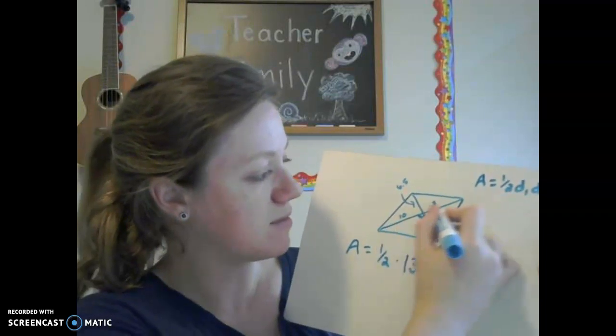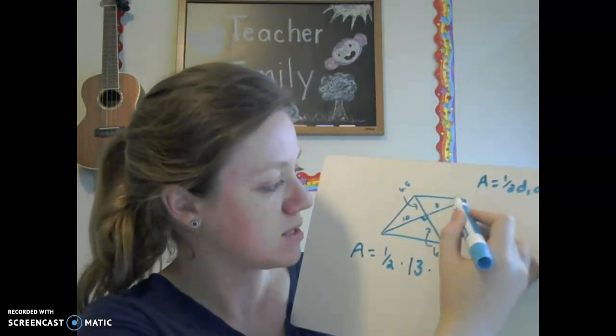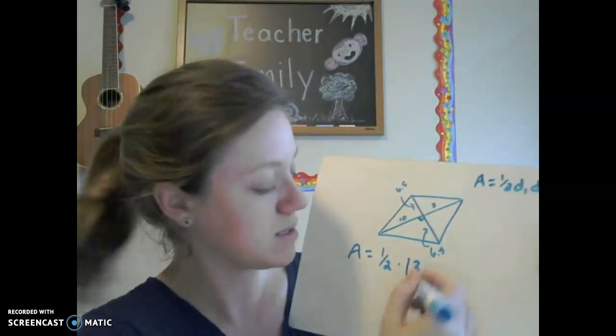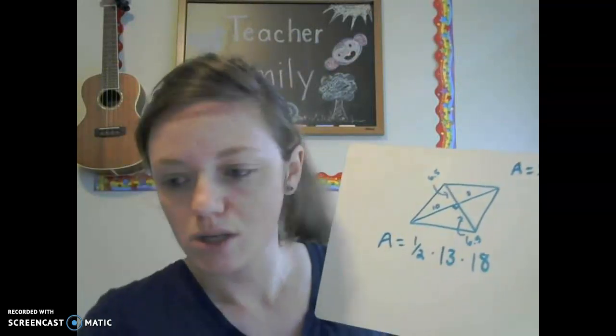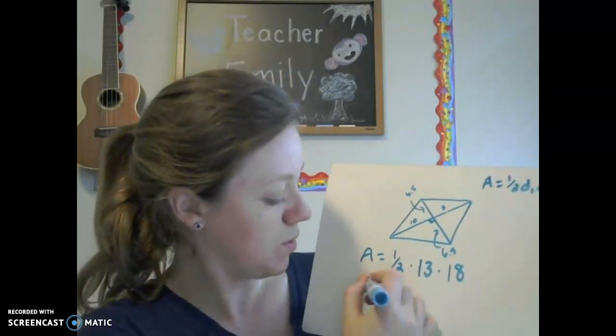Now we need to get the length of this one. They give us all the information for this problem, so it's a little easier than the other two. They told us that this is 10 and that this is 8, so 18 is going to be the second one. So let's take 13 times 18 is 234.